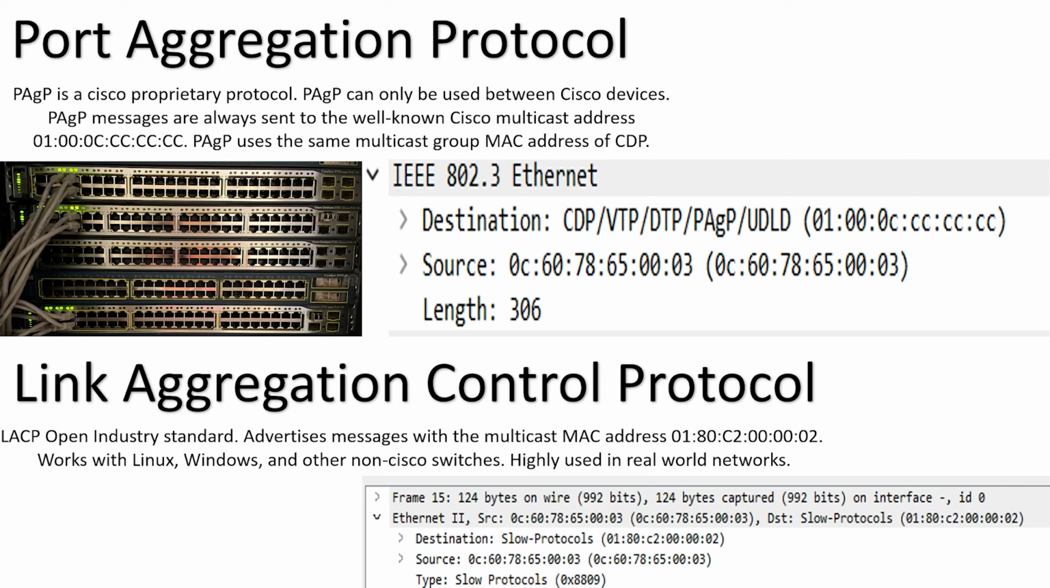Link Aggregation Control Protocol, LACP, is an open industry standard. It advertises messages with the multicast MAC address 0180.C200.0002. LACP works with Linux, Windows, and other non-Cisco switches. LACP is frequently used in real-world networks.